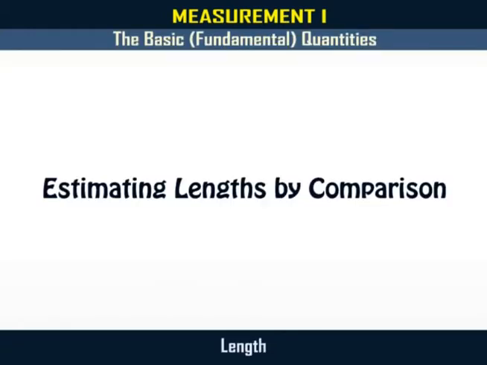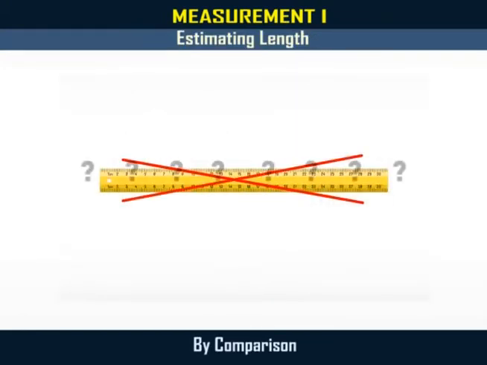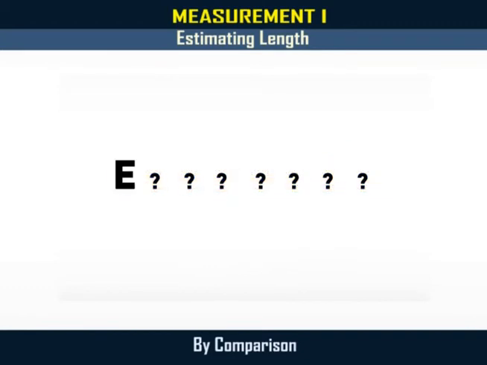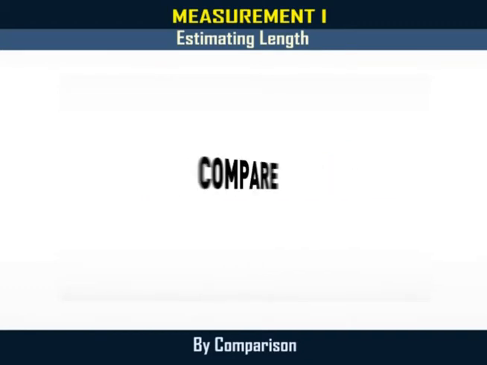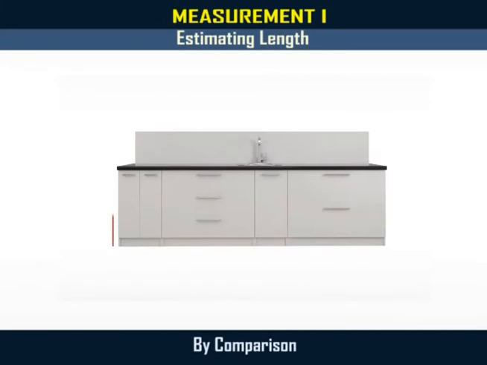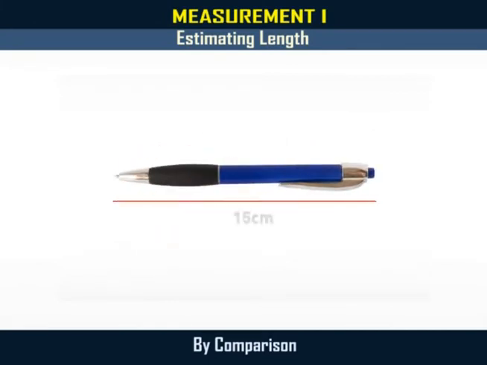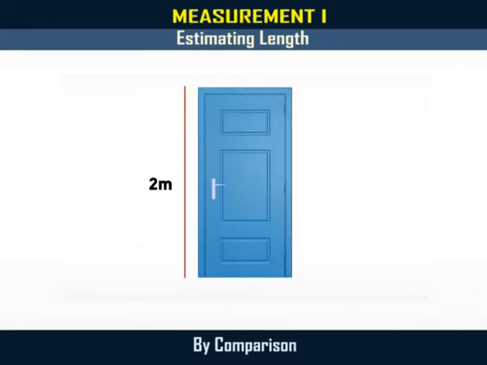Now, if you need to find the length, width or height of an object and you don't have a measuring instrument, you will need to estimate. You can do this by comparing its measurement to another object. For example, the height of this kitchen worktop is about 1 meter. The length of a pen is about 15 centimeters. The height of a door is about 2 meters.